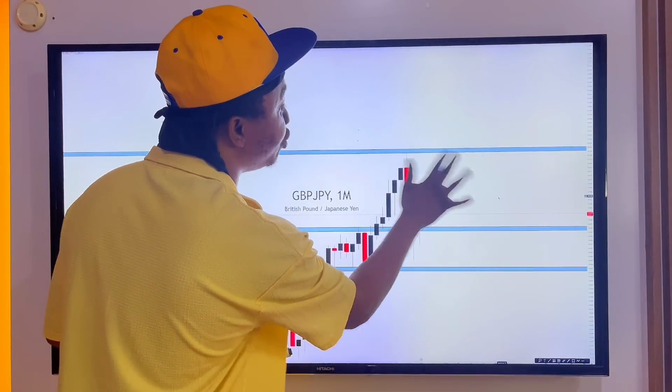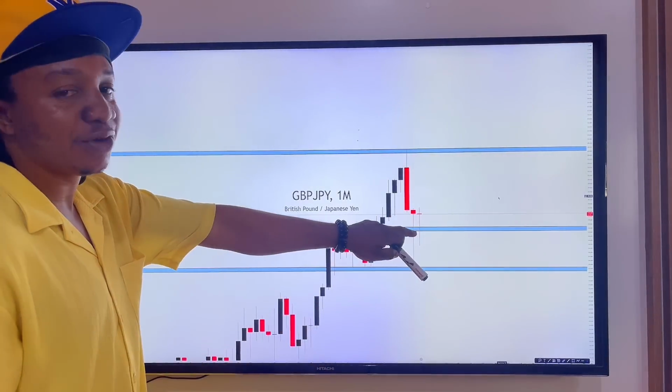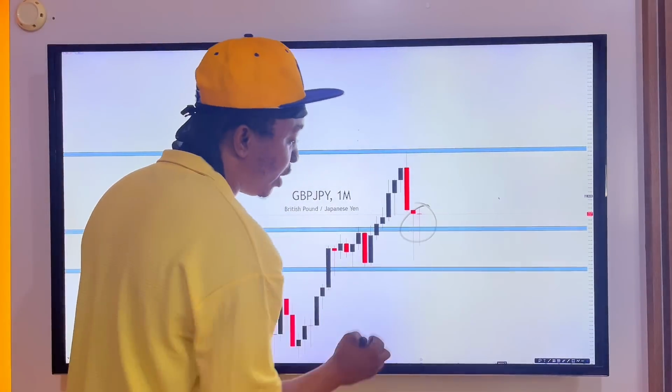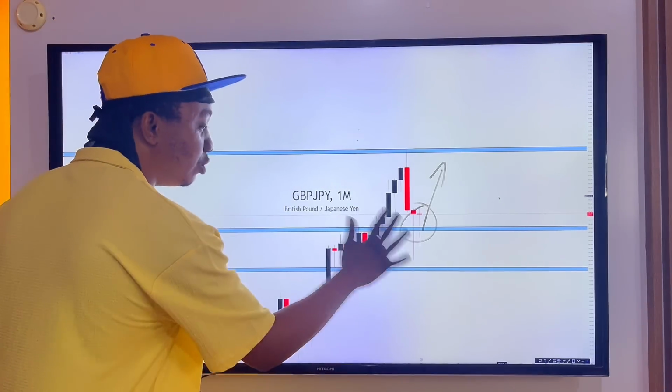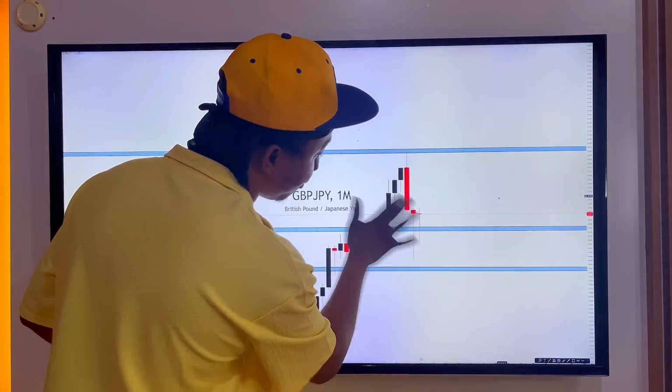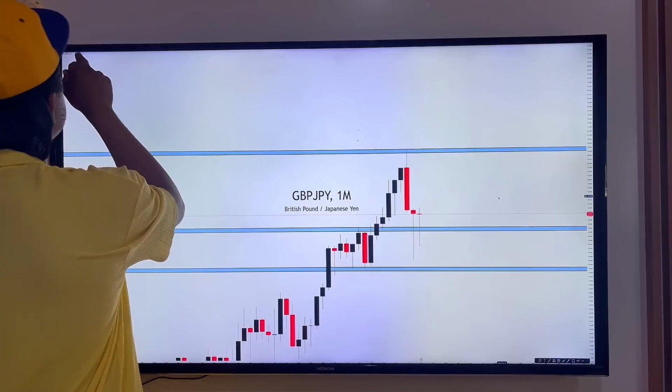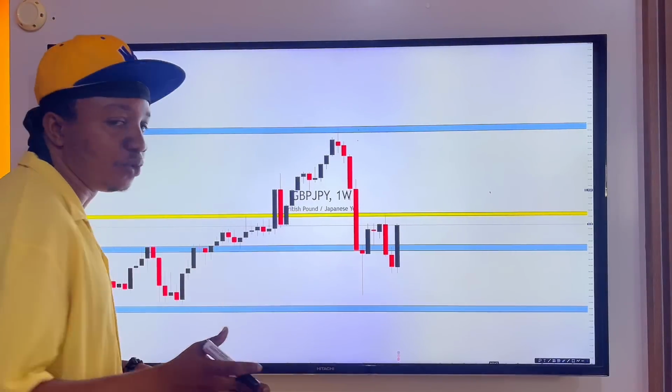Now, how do you pick entries into the overall direction? Let's take it further to the weekly time frame, understand the weekly flow and how we can buy to the upside on GBPJPY. So GBPJPY onto the weekly for further understanding. Alright, so this is GBPJPY on the weekly time frame.